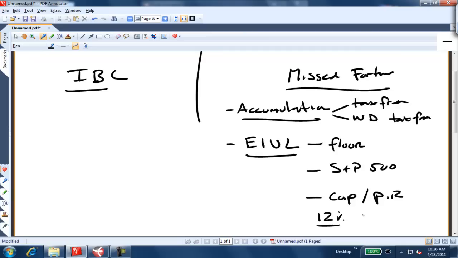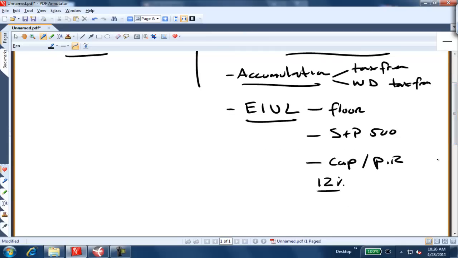Now, some equity indexed universal life programs have what's called a participation rate. Participation rate is if the market does 25%, you may not have a full participation rate. So if your participation rate is 50%, your account will only be credited 12.5% if the S&P 500 did 25.